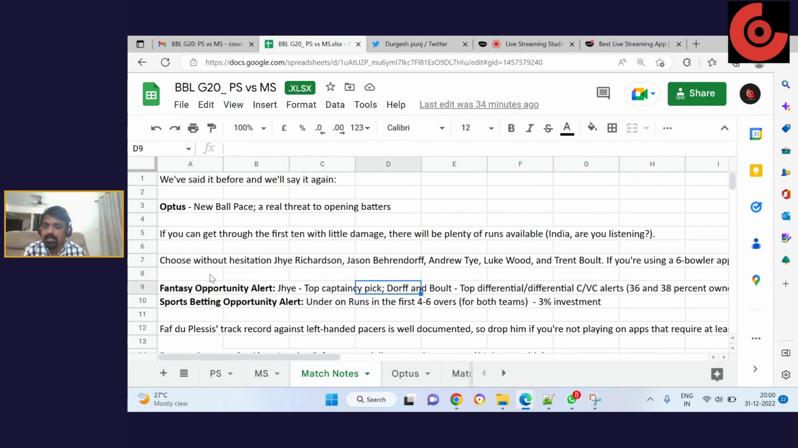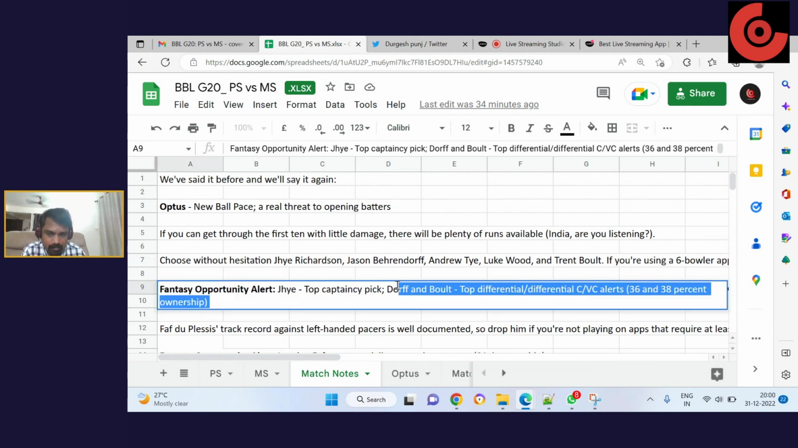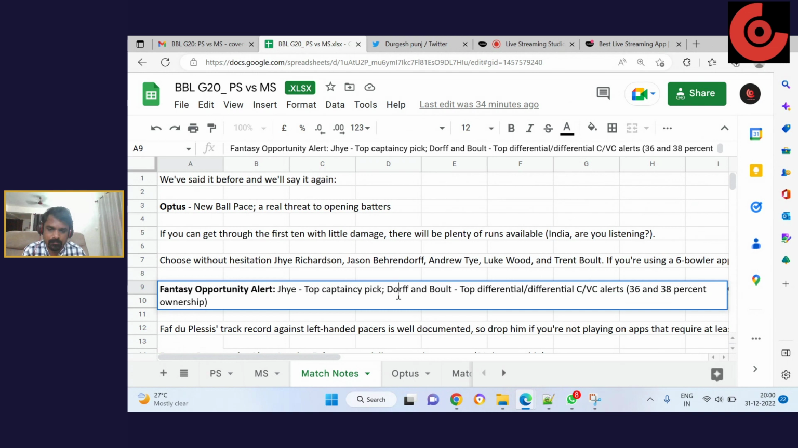And if you look at it, there is also an alert for differentials. Both Behrendorff and Dorf have been marked as differentials. This is something in a much simplified form. You'll find it in the 6 sheet ideas, the one that's marked as fantasy. But by differential, I think this is a question that people often ask me as well, what do you mean by differential? So what I mean by differential is players who are owned by less than 30% of the teams that are playing on the platform.